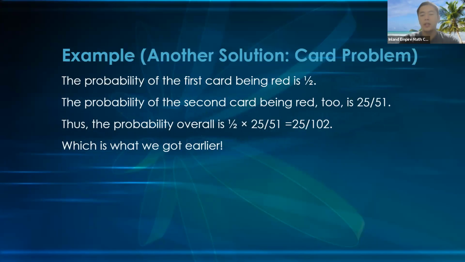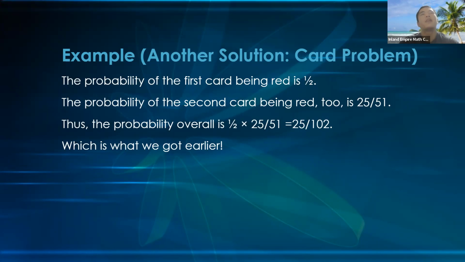The probability of the first card being red is 1/2, right? Everyone agrees. There are 26 red cards and 26 black cards. So the probability of choosing any random card being red is simply 1/2, because half the cards are red, half are black. Pretty intuitive. So the first card is red with probability 1/2.